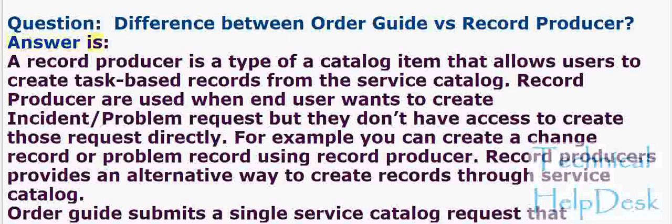Question: difference between order guide vs record producer? Answer is: a record producer is a type of catalog item that allows users to create task-based records from the service catalog. Record producers are used when an end user wants to create an incident/problem request but doesn't have access to create those requests directly. For example, you can create a change record or problem record using a record producer. Record producers provide an alternative way to create records through the service catalog.